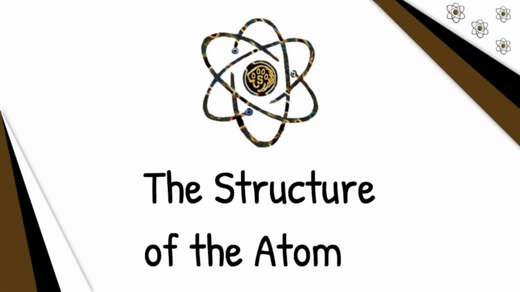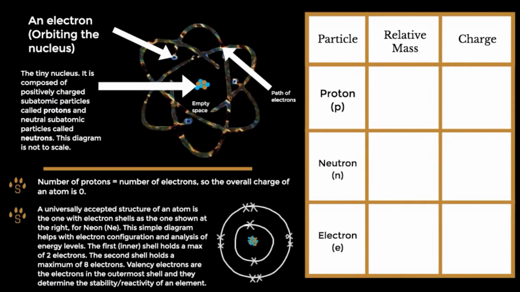Now we're going to look at the structure of the atom. To start us off, we're going to look at the diagram at the top. And we have an electron which orbits the nucleus. In total we have around 3 in the diagram. And then we have the tiny nucleus, so tiny, and it's at the center. It is composed of positively charged subatomic particles called protons and neutral subatomic particles called neutrons. This diagram is not to scale, so our protons are the brown ones and the neutrons are the blue ones.